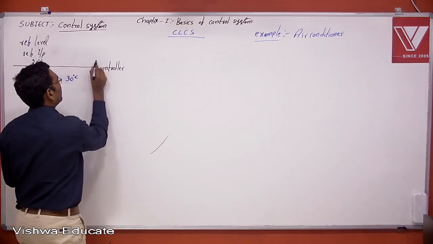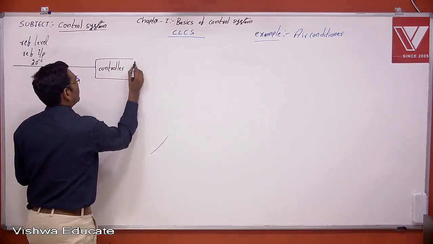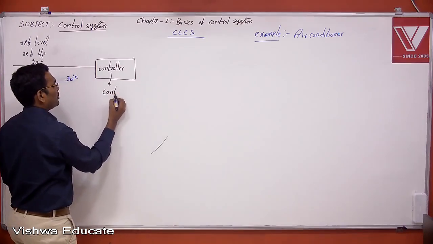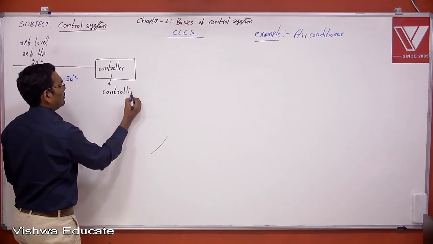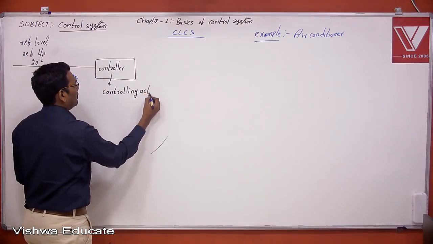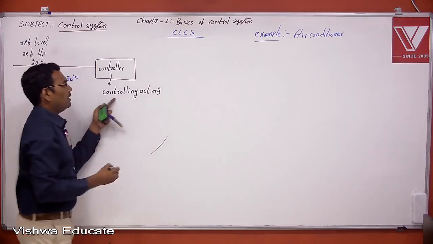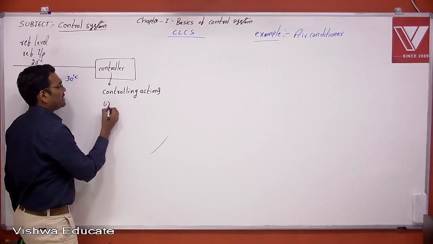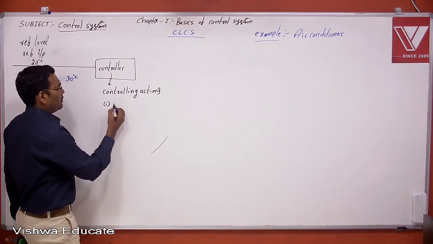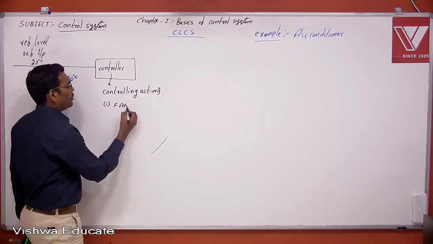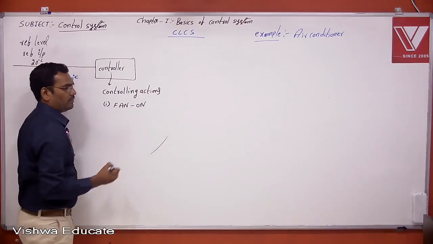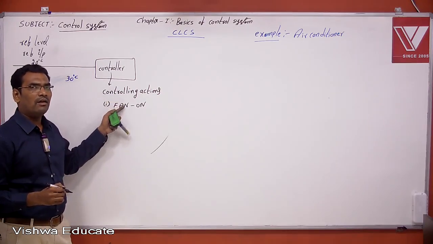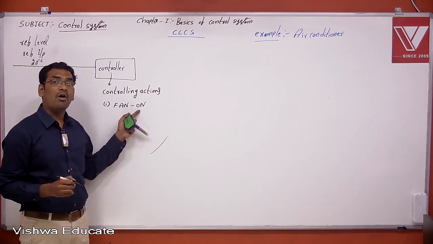This controller will apply some controlling actions. We already know that. Let us say, for the first controlling action, the fan mode is on in the air conditioner. One controlling action is fan mode is on in the air conditioner.